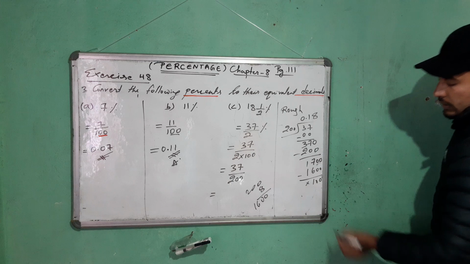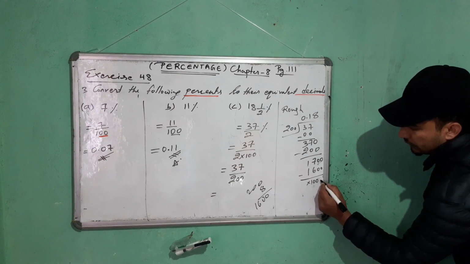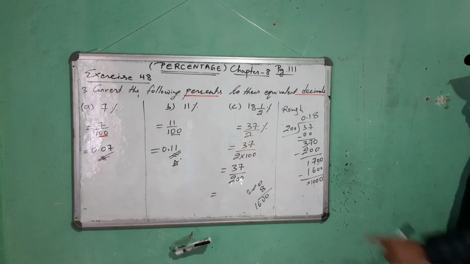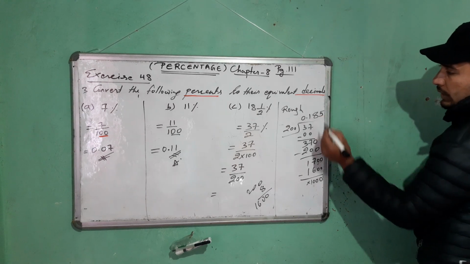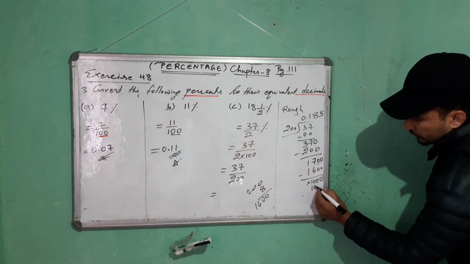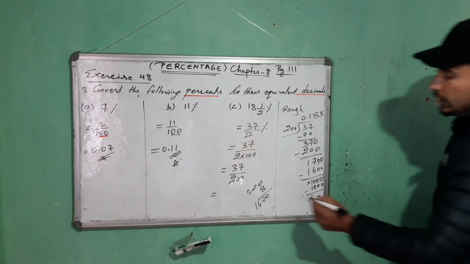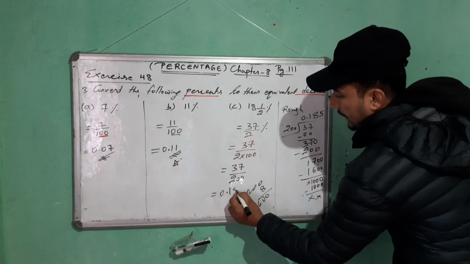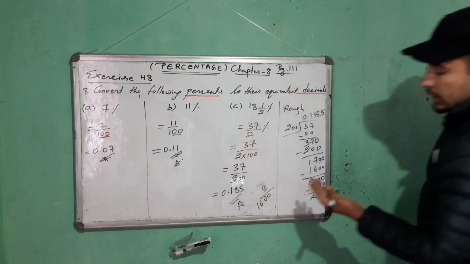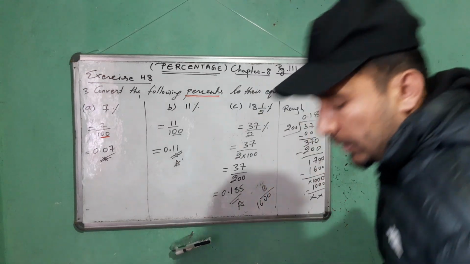Okay, now again you put, I'll write here, 100. Again, you put one more zero here. 200 5s are 1000. Minus, so it will be 0.185. This is your answer, 0.185. Do the division work properly. Okay, next question.